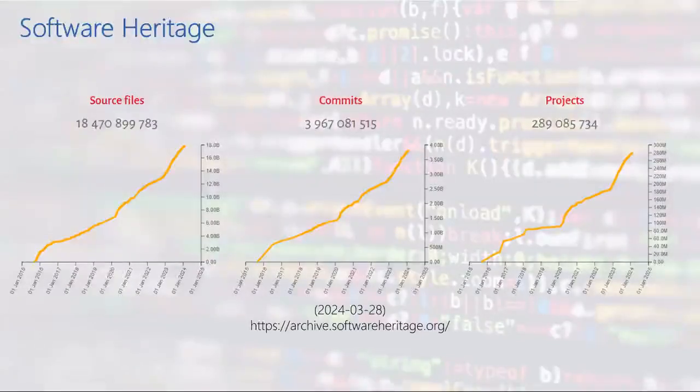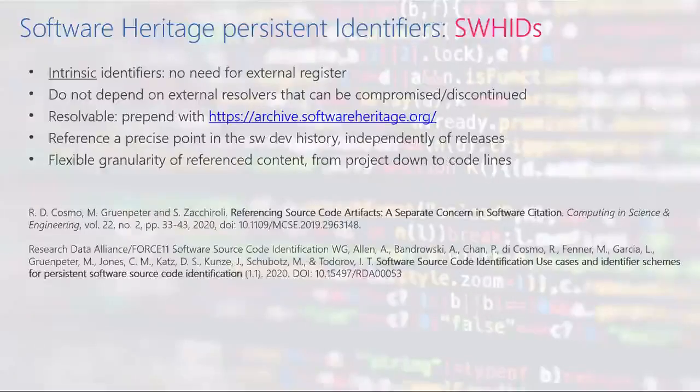Just to give you an idea of the volume of code that they host, this snapshot dates back to last week. They had over 18 billion source files, almost 4 billion commits, and 289,000 projects. So that's absolutely huge, really. One good thing about Software Heritage is that not only do they store and preserve software in the long term, but they also give you a way to cite software. And they have come up with this identifier called SWHID, the Software Heritage Persistent Identifier.